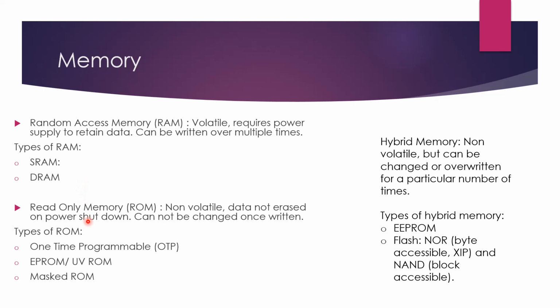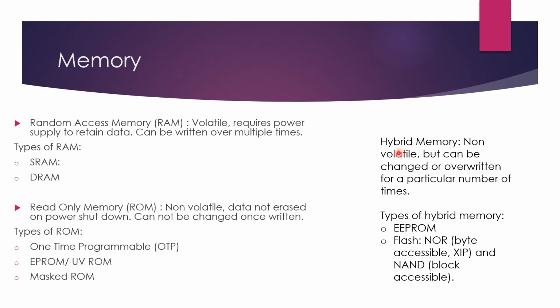Moving on to the next one, it is ROM or read-only memory. Now this is non-volatile, but the data once written cannot be erased, and it cannot be changed more than once. So there are three types of ROM. The first one is one-time programmable or OTP. The next one is EPROM or UV ROM or ultraviolet ROM. Once the data is written, it could be erased using ultraviolet rays. Masked ROM is where portions of the ROM are cut off from ultraviolet rays so that they are never erasable.